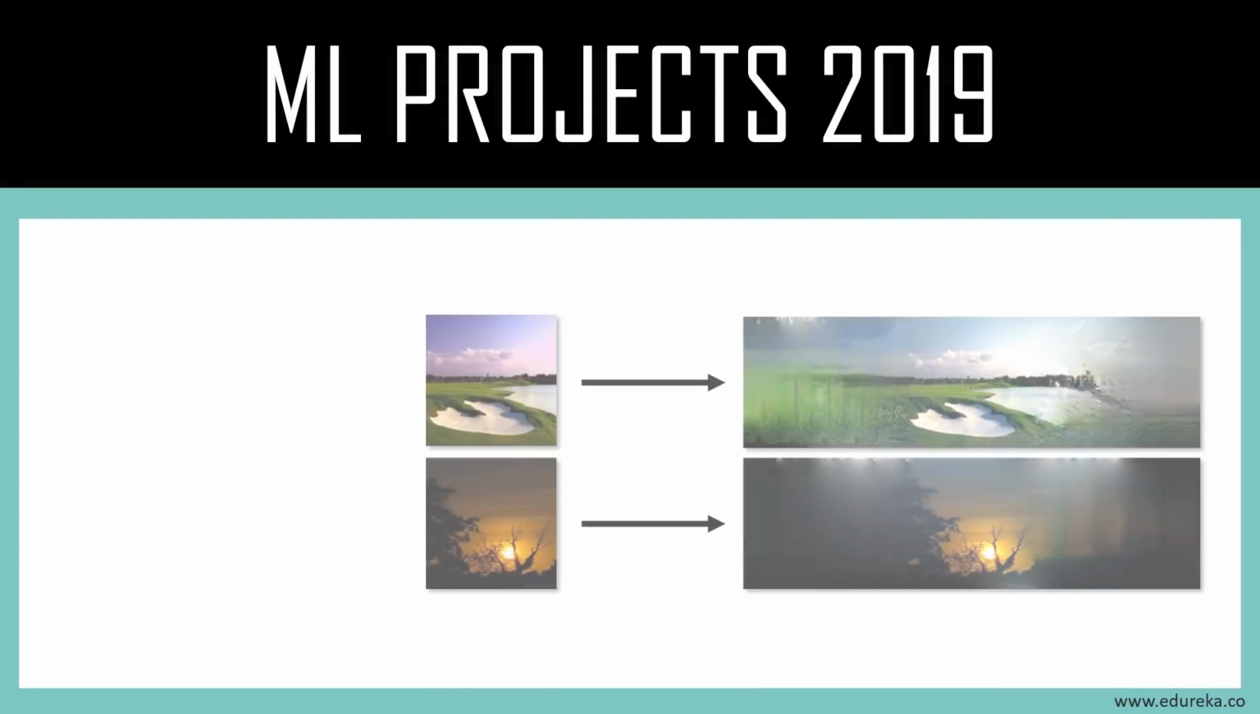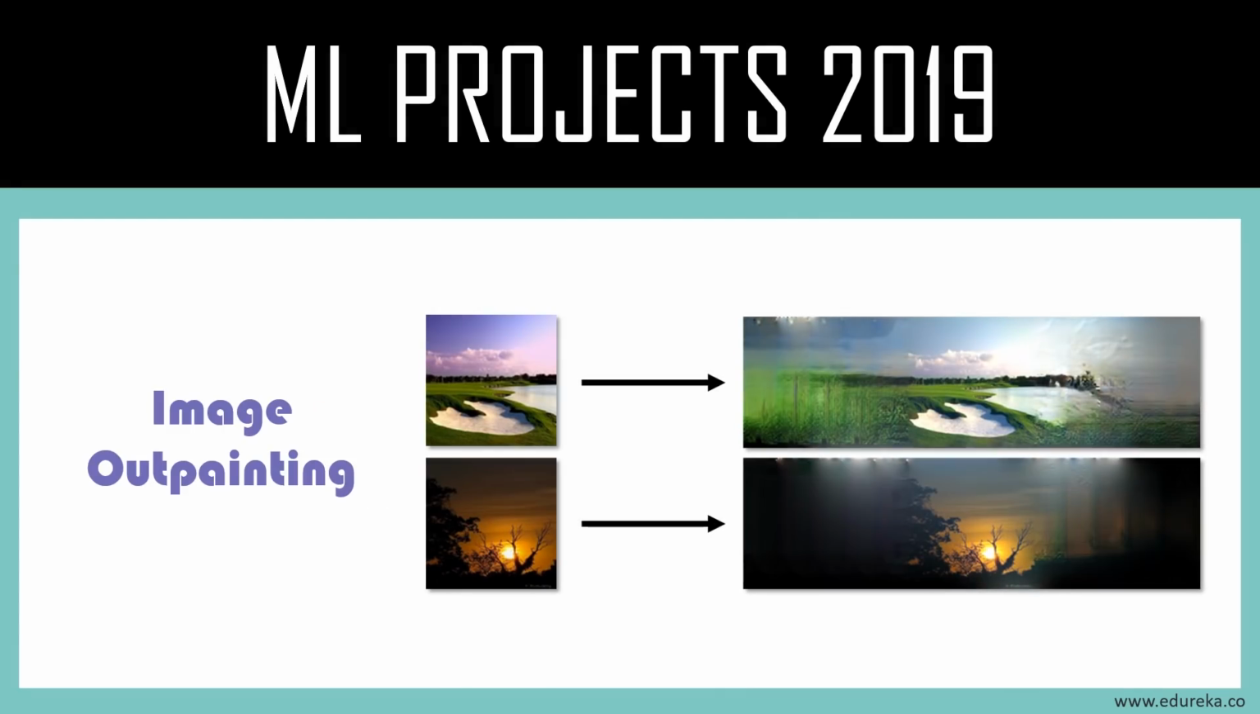Now talking about images, we have image outpainting. What if I give you an image and ask you to extend its boundaries by imagining what it would look like when the entire scene was captured? You would understandably turn to some image editing software. But here's the awesome news: you can achieve it in a few lines of code, which is the image outpainting.